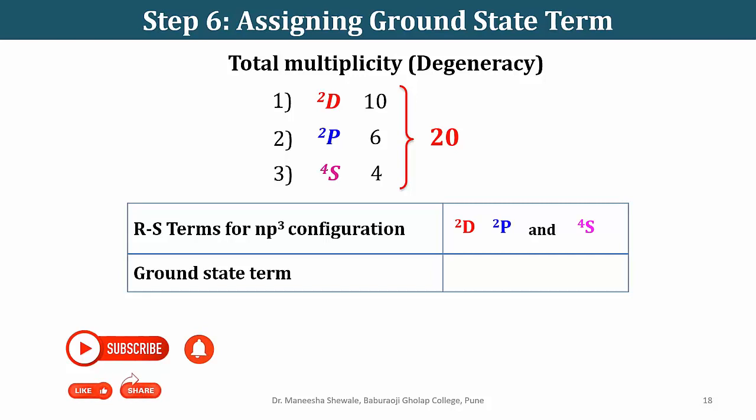Now out of these three, we have to assign the ground state term. According to Hund's rule, the term having the highest spin multiplicity will be lowest in energy. So in this case, the S term with the highest spin multiplicity 4 will be the ground state term. So here we have seen how to construct the microstate table for np3 configuration, and finally we have assigned the ground state term.